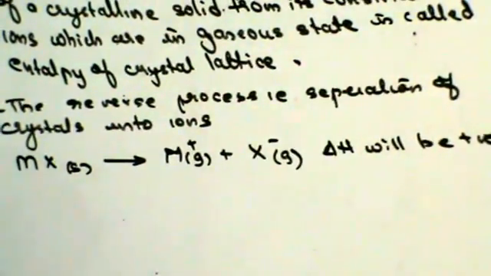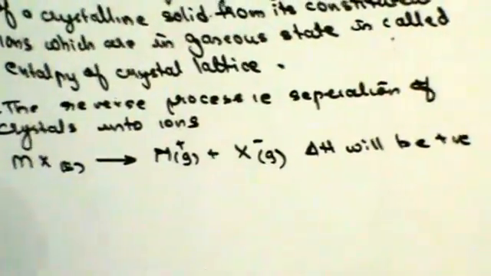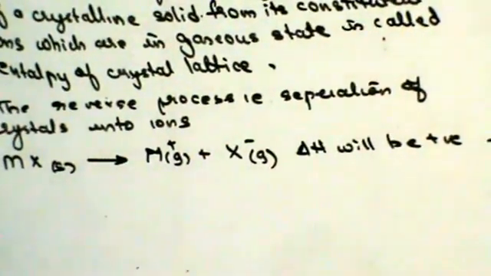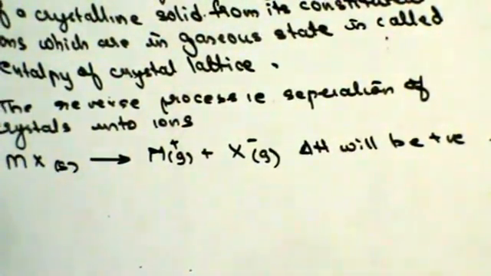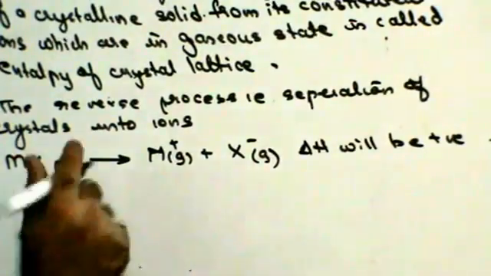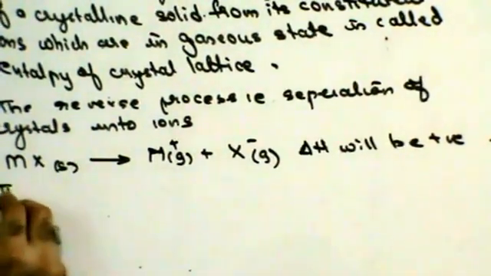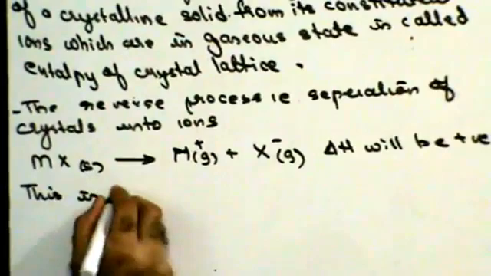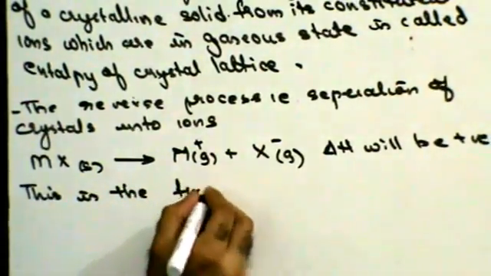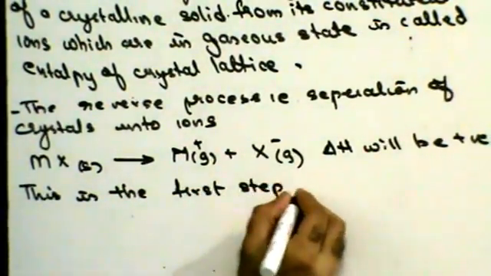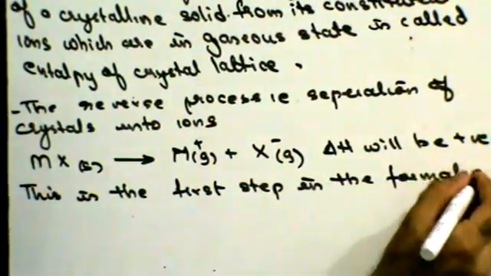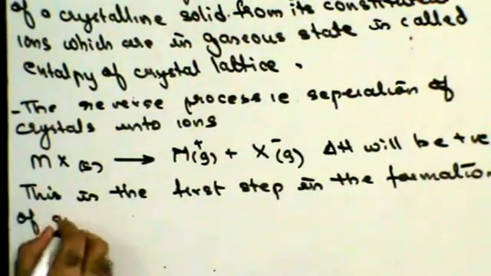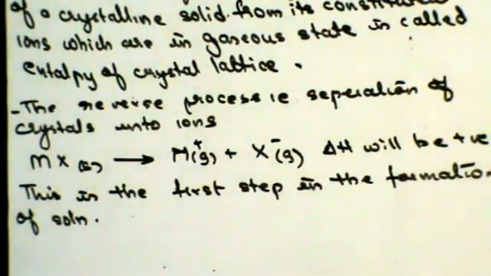Fine, do we get this in clear? Now the reverse process of enthalpy of crystal lattice is the first step in the formation of solution. When you want to form solution, you have to have reverse of crystal lattice.